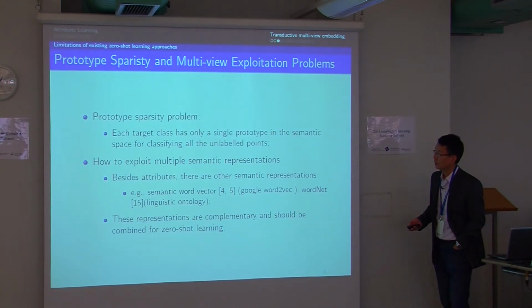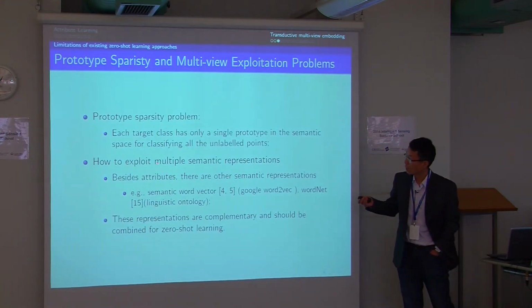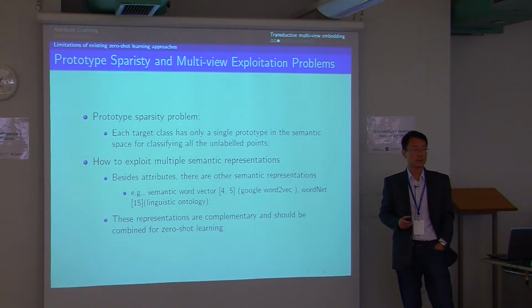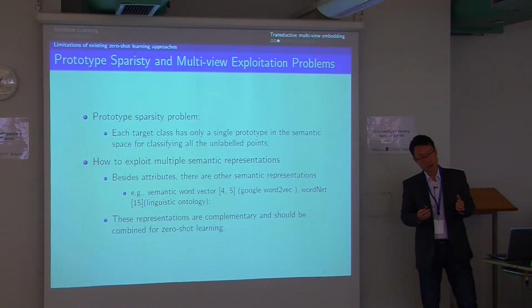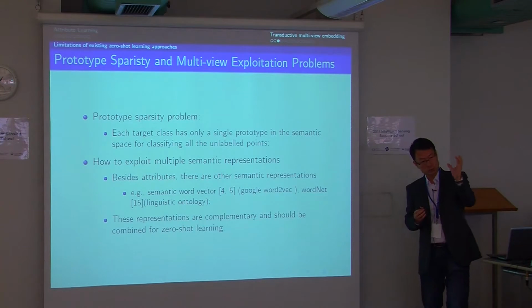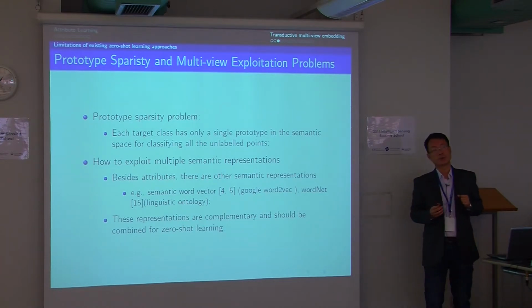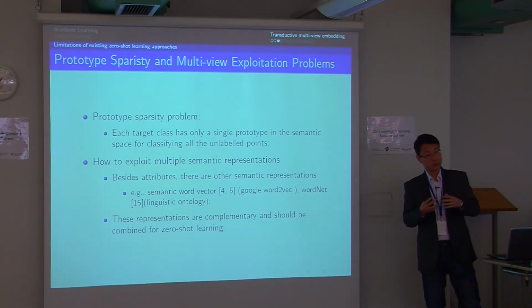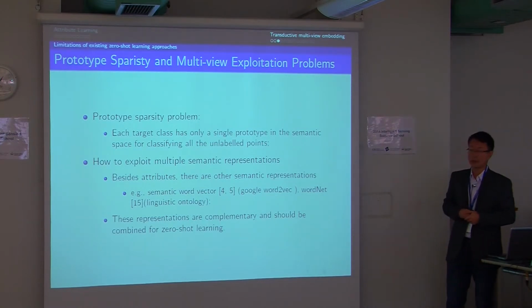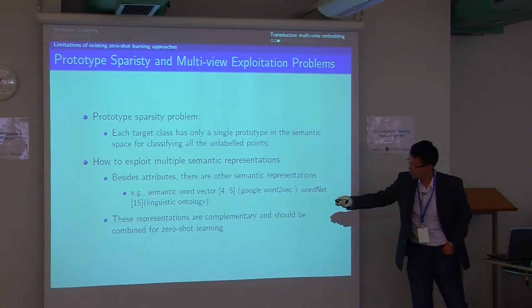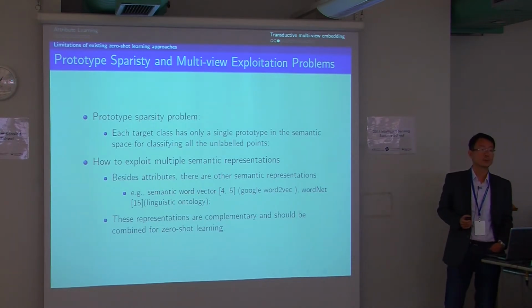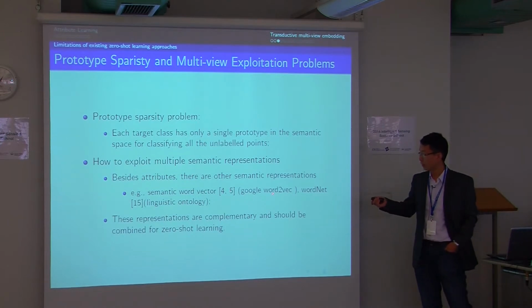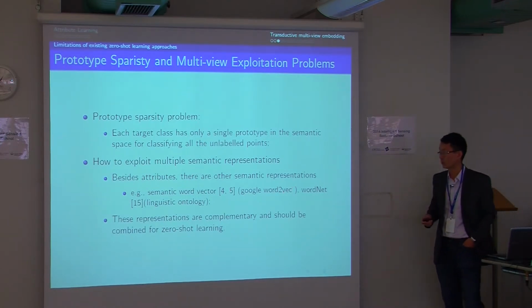The third problem is: how can we explore multiple semantic representations? So far we only talked about attributes. Attribute is one way to describe a new class. There are actually many other ways we can use to describe a class. For example, recently there's a very powerful model called semantic word vector space. This is done by the Google people, and they have this model called word vector.